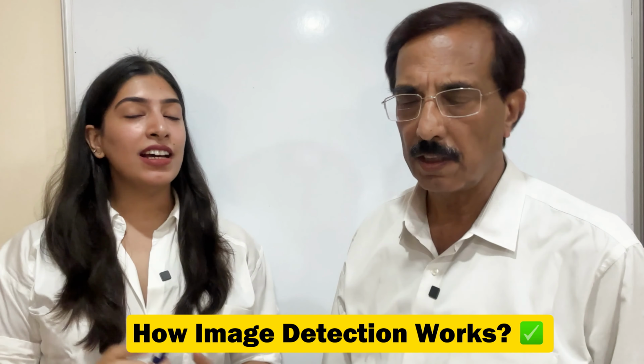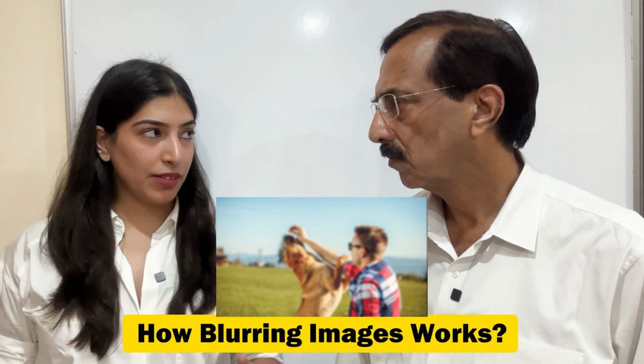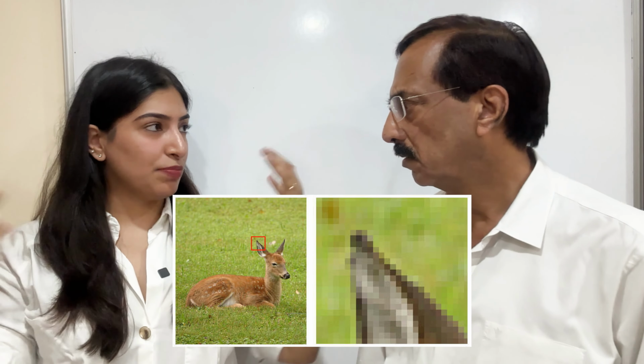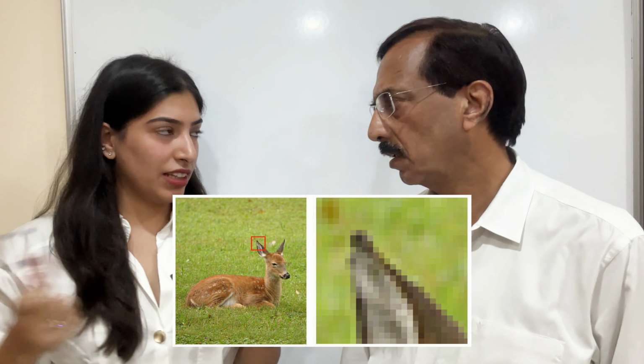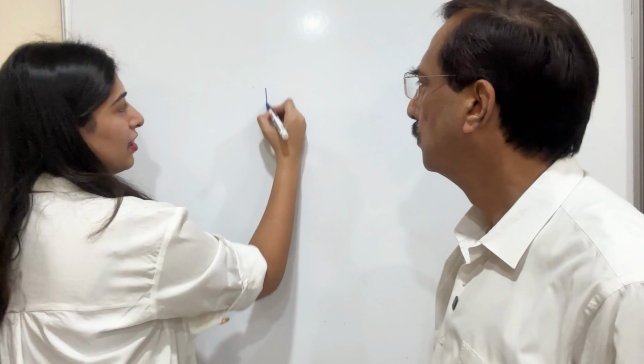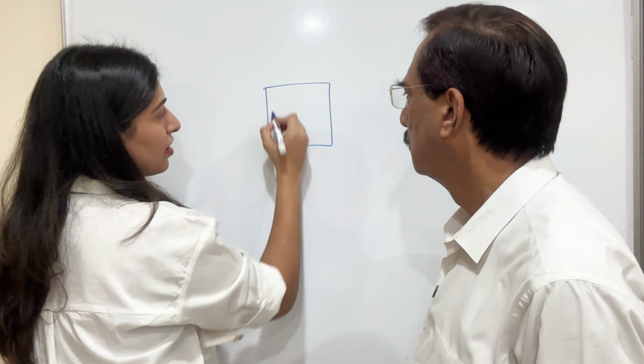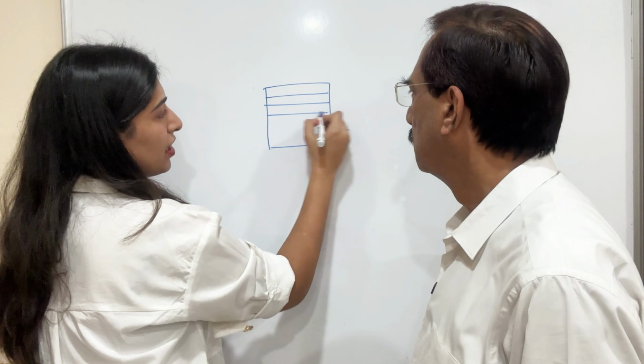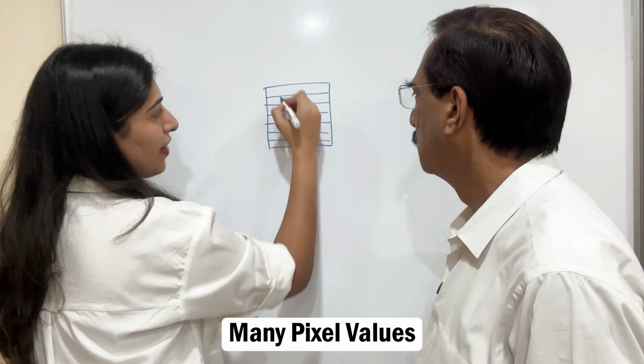So now you have understood how image detection works, right? Let's extend the same concept to understand how blurring of images might work. Now think of it again. Images are like pixels, right? Huge. So when we take this image, there are many colors that are pixel values, right?